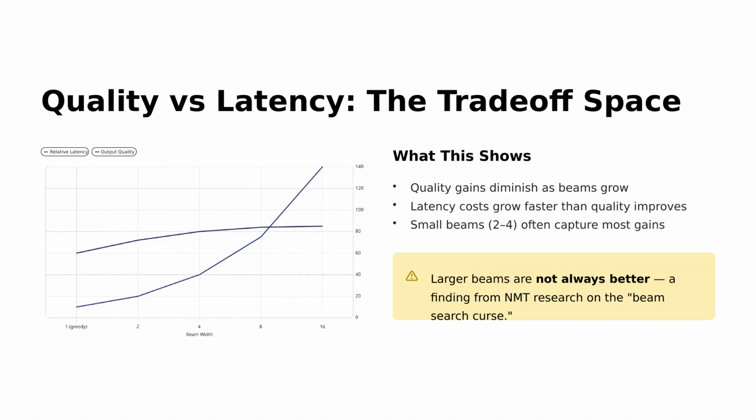This slide shows the trade-off between output quality and latency as beam size increases. Early on, using a small beam can improve quality quite a bit, but those gains start to level off quickly. At the same time, latency keeps rising, often faster than quality improves. That's why beams in the 2 to 4 range often capture most of the benefit, while larger beams can actually hurt performance, a pattern known in NMT as the beam search curse.